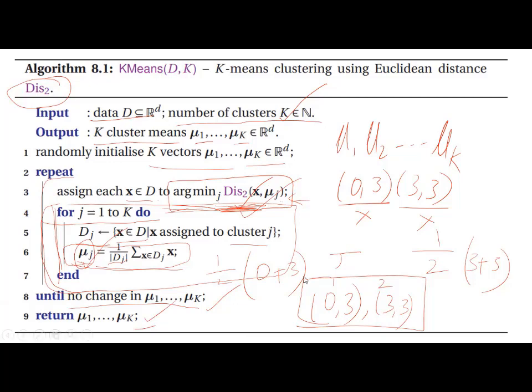Let me be very clear. This is how the k-means algorithm works: k-means clustering using Euclidean distance, dist 2. Hope you understood, right? Next.